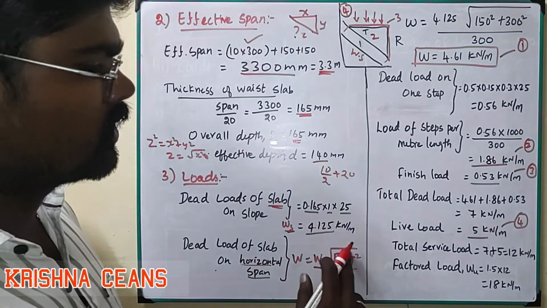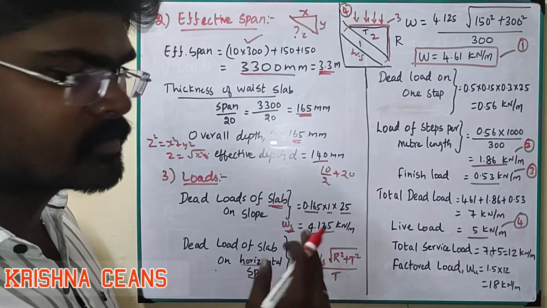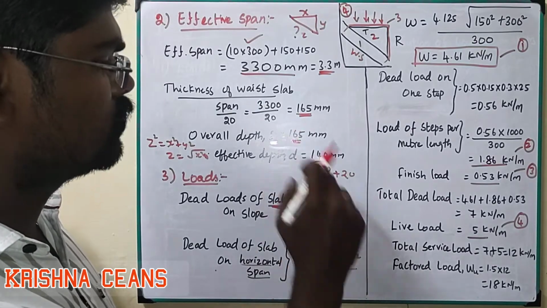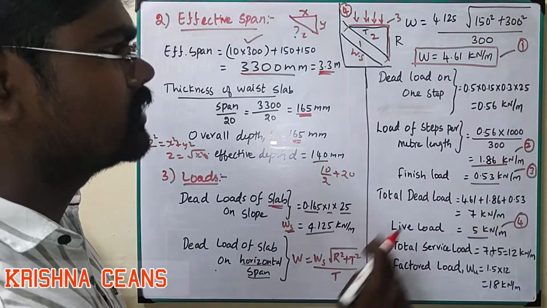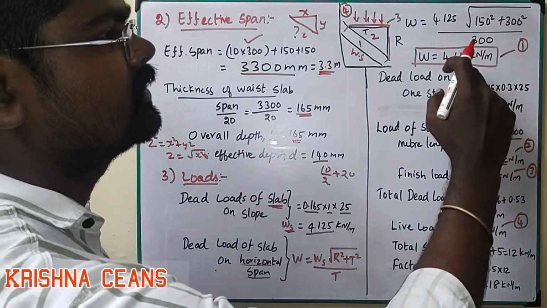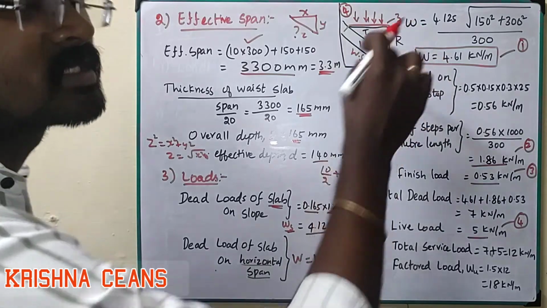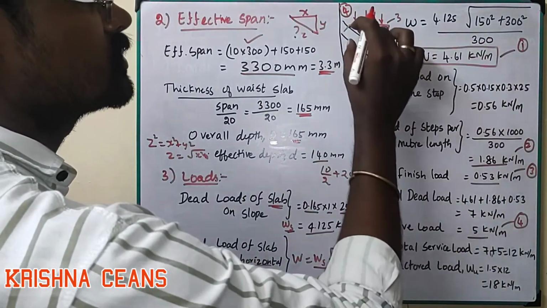So Ws square root of r square plus t square divided by t. So substitute the values here. 4.125 is Ws. Then r square is, we know that 150. t square is 300 square divided by 300. We will get 4.61 kilonewton per meter for the waist slab load. So this is the first one.